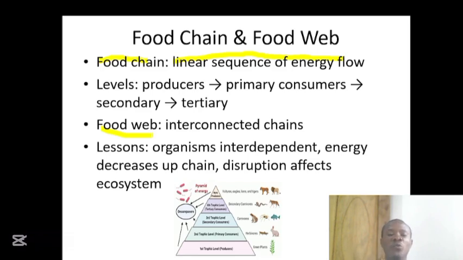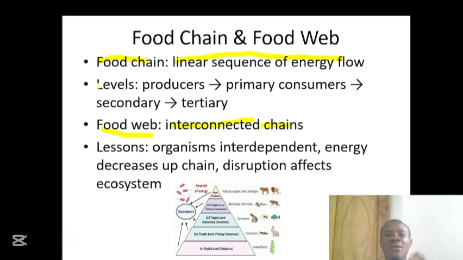But when we talk about a food web, which is interconnected food chains, in here, one organism eats many organisms as the case may be. And that organism that is eating many organisms can as well be eaten by many organisms. So in here, they are being interconnected. One organism is eating many, and that one organism is being eaten by many again.